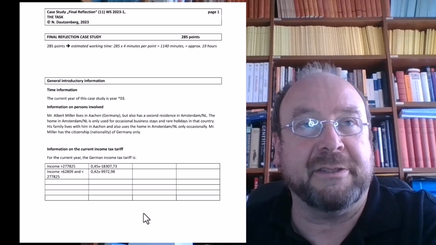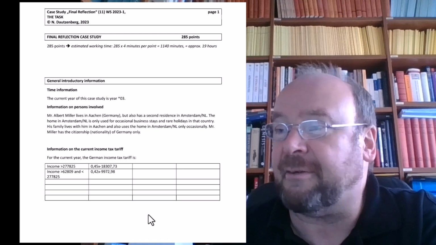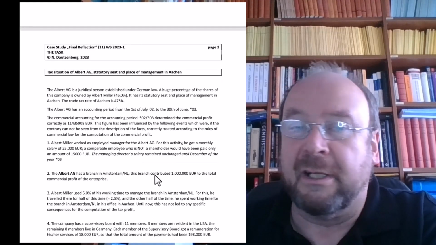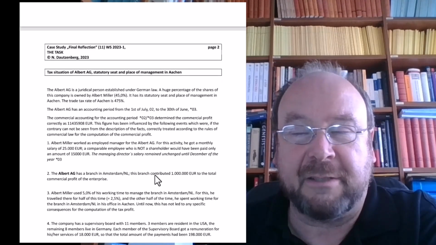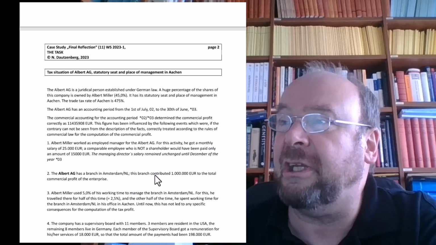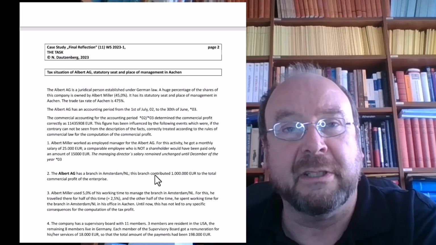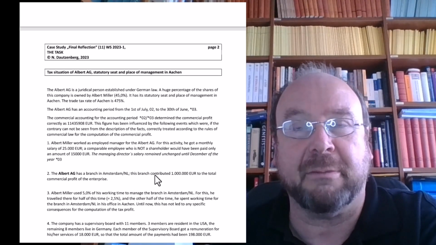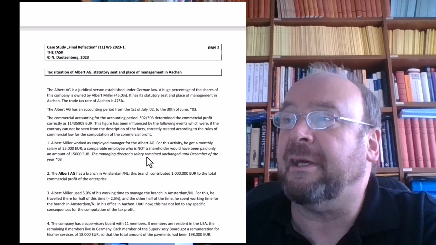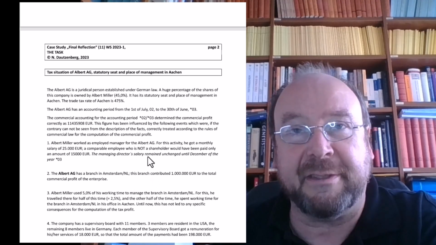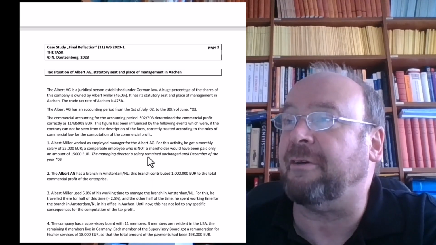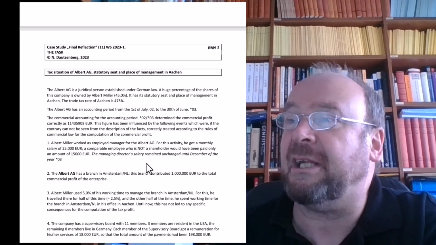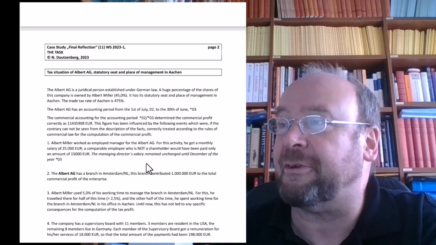Now let's go to the different facts of the case and have a look at what's really happening. The first thing we have to talk about is the Albert AG. That is a corporation, a stock corporation established under German law. You see that from the abbreviation AG at the end. They have their statutory seat, that is for English speakers the registered office, and their place of management in Aachen in Germany. So the Albert AG is a juridical person established under German law.